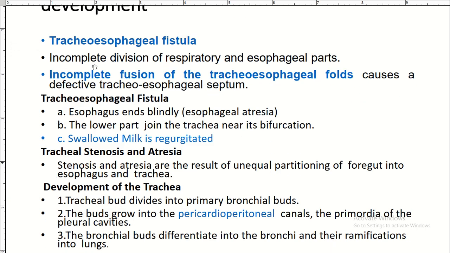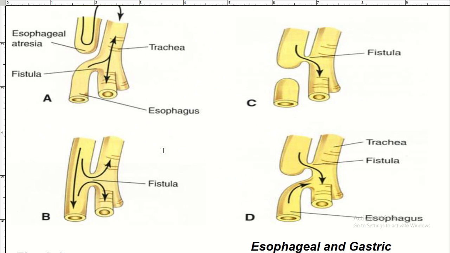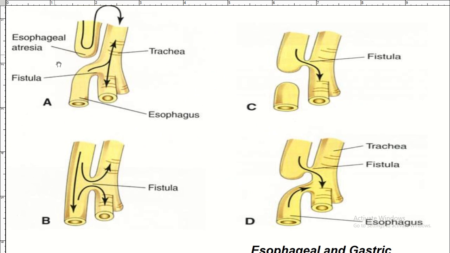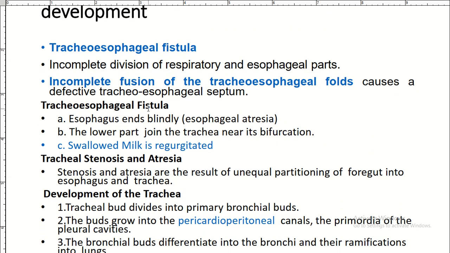regurgitation, right? So in this tracheoesophageal fistula, the esophagus ends blindly. That's what you call esophageal atresia. You can see, right, it ends blindly. That is esophageal atresia, and then the trachea has a fistula. The lower part of the trachea communicates to the esophagus. So the lower part joins the trachea near its bifurcation, right?